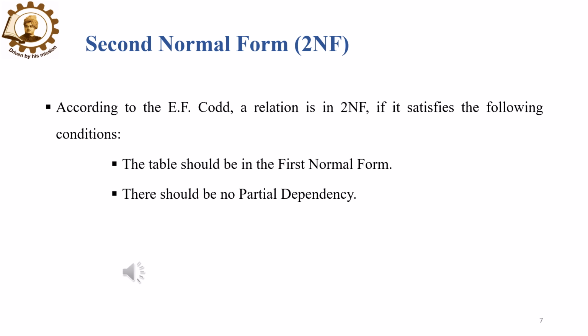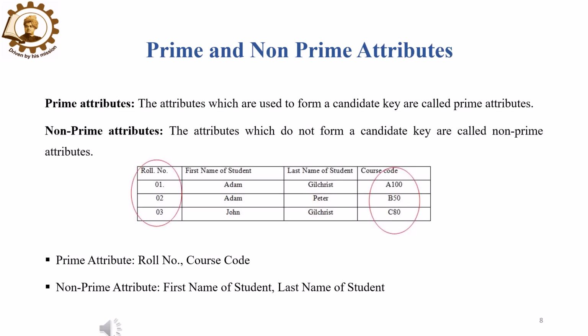Second normal form, 2NF. 2NF builds on 1NF. A table is in 2NF if it has no partial dependencies. Non-prime attributes must depend on the whole primary key, not just part of it. Now, prime and non-prime attributes. Attributes forming candidate keys are called prime attributes. Others are non-prime. Understanding this distinction is key to identifying dependencies.